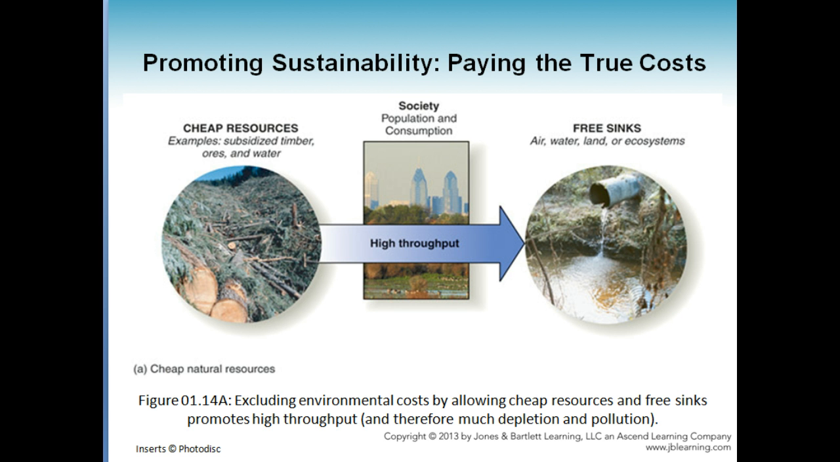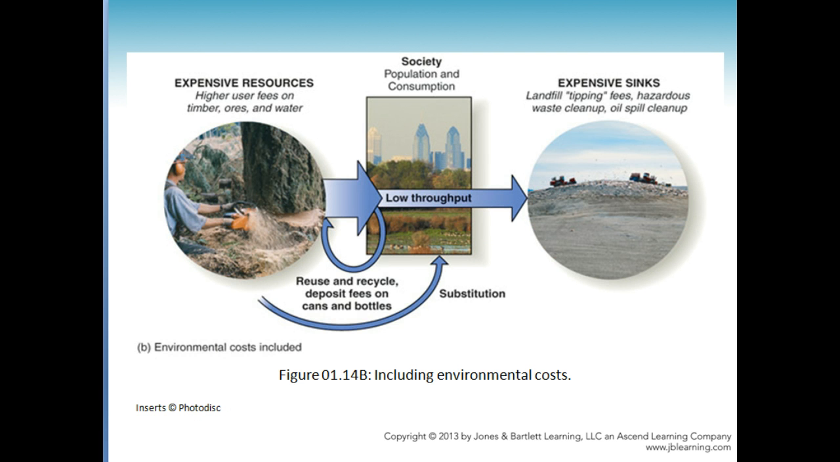Cheap resources lead to high throughput and high pollution. Back to our throughput model, whereas expensive resources lead to low throughput and lower pollution. This can be seen throughout the world today, as in my example that I talked about before with the cost of energy in other developed nations.